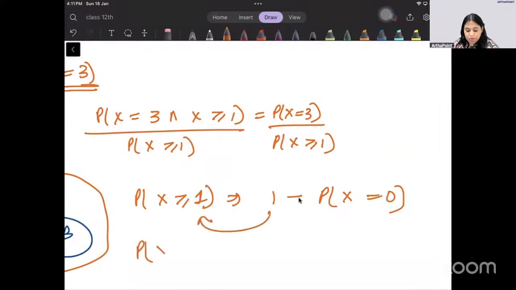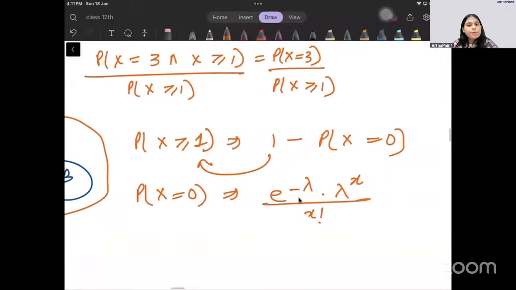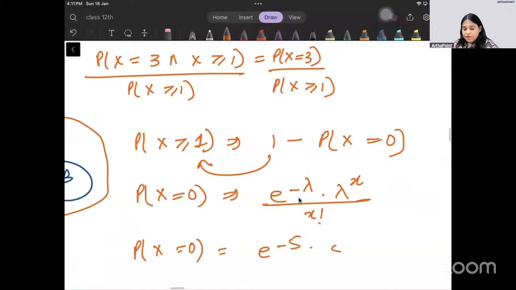And what is the probability x equal to 0? Use the Poisson distribution: e to the power minus lambda, lambda to the power x by x factorial. So probability x equal to 0 will be e to the power minus 5, 5 to the power 0 by 0 factorial. Is it clear now? I hope it's clear. No doubts?